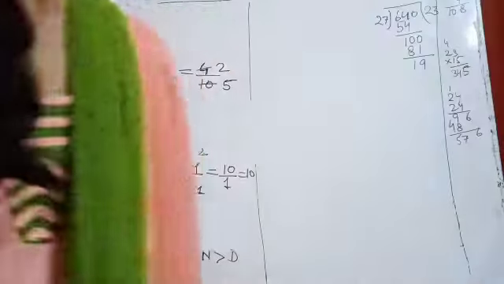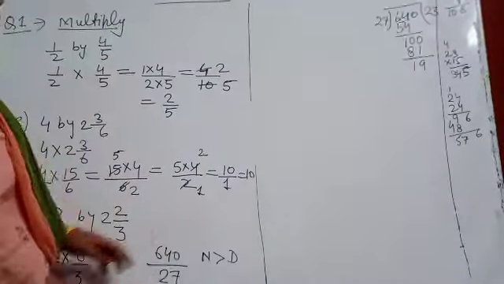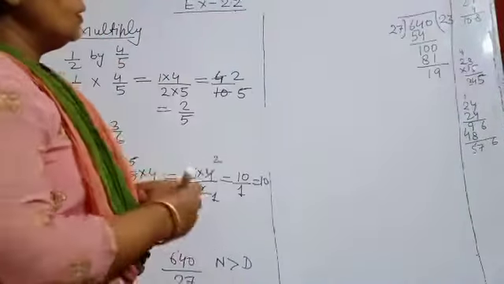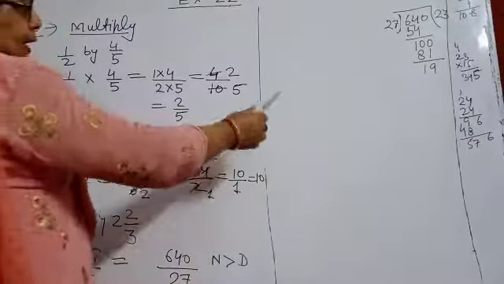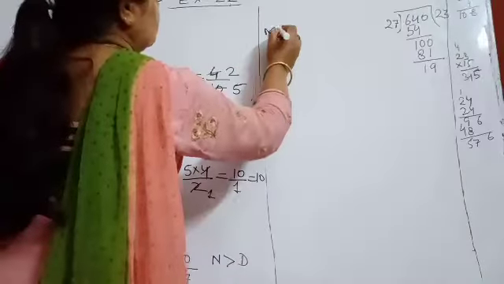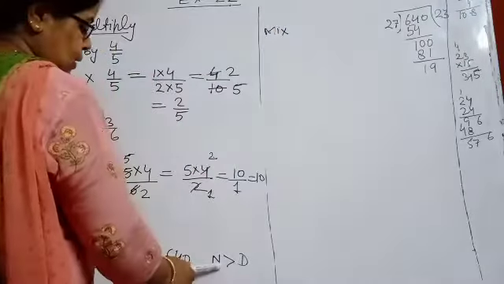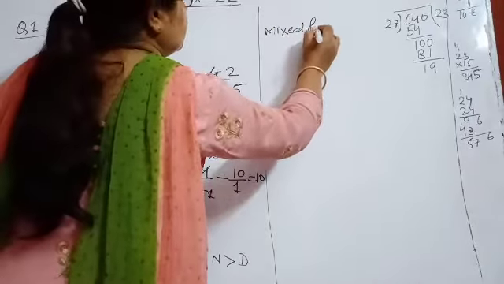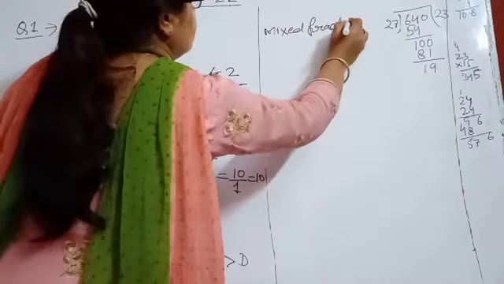Here we got 640 upon 27. Now see, 640 divided by 27. Okay, so what we got, and how are we writing it in mixed fraction? I told you, whenever we have the greater numerator, what we will do? We will write the question as a mixed fraction. Okay, in case of greater numerator only.